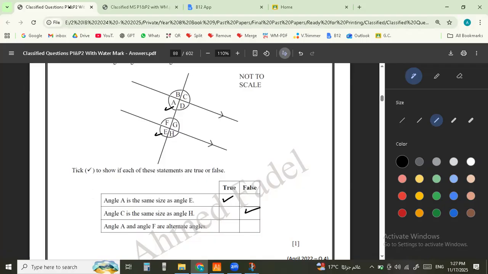A and F are alternate angles. A and F, alternate? No. They are co-interior. Alternate is A and G, making it the Z letter. A and F are co-interior, so false.